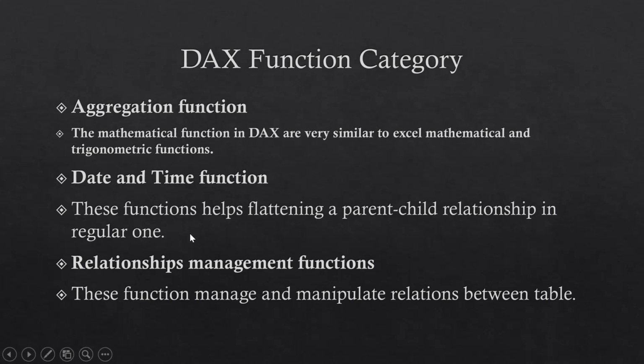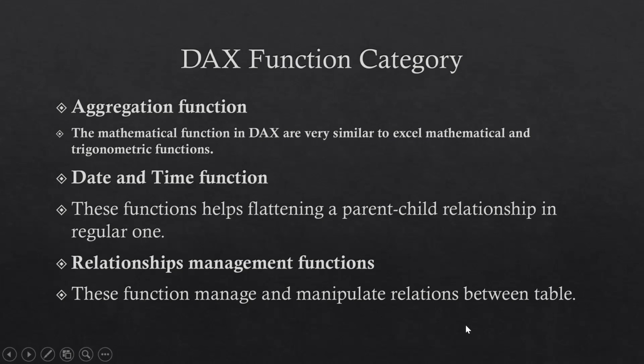DAX function categories. What are the categories we are going to use in DAX? Aggregation functions: as I told you, there are five types of aggregate functions. I have already taught you in Excel and SQL, so everywhere aggregation functions are the same, right? Then date and time functions are here in DAX too. These functions help flatten the parent-child relationship. Relationship management functions manage and manipulate relationships between tables.